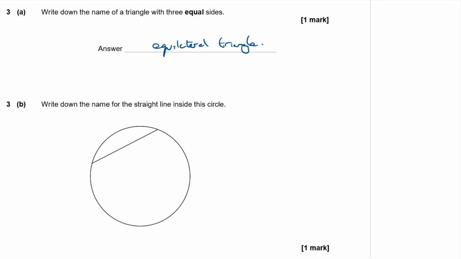Write down the name of the straight line inside this circle. Well, you just need to straight up know your parts of circles for this paper. That, ladies and gentlemen, is a chord. It's a line joining 2 points on the circumference of your circle, so it's called a chord.